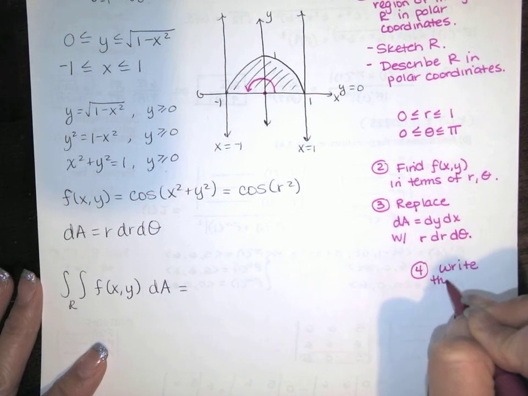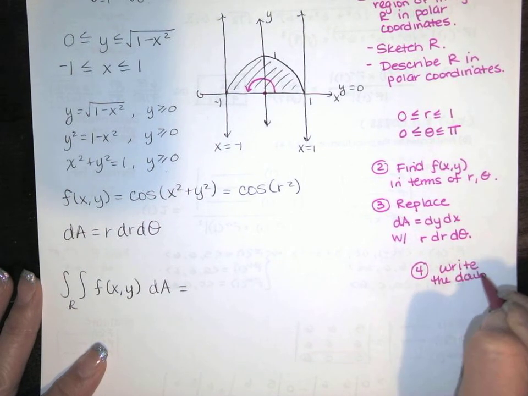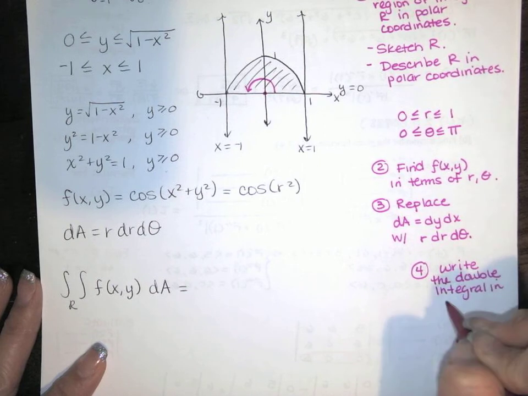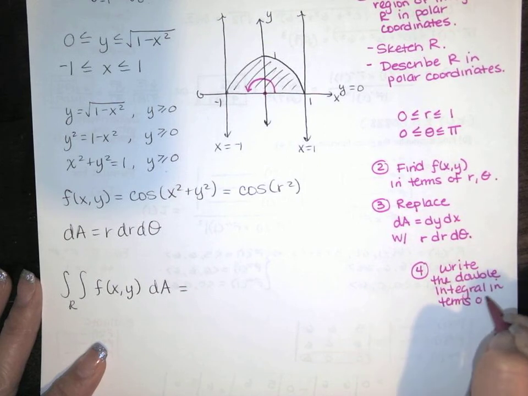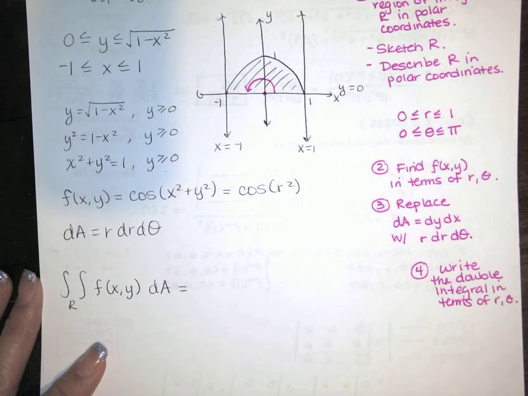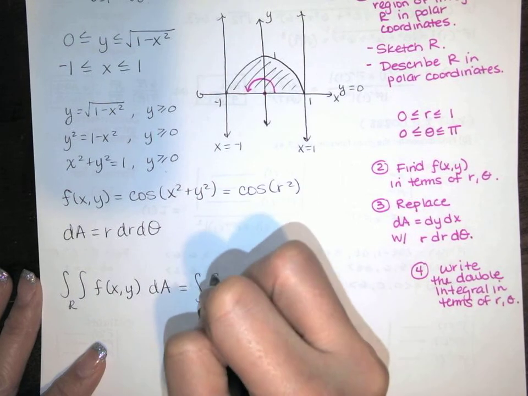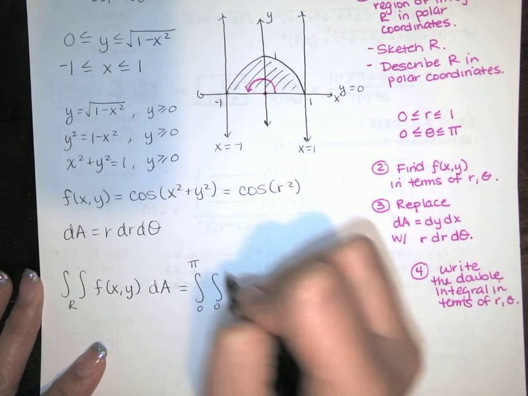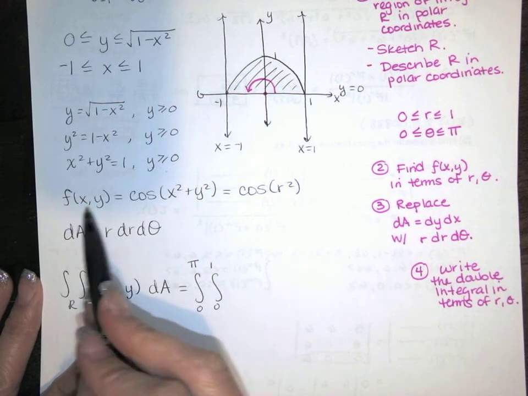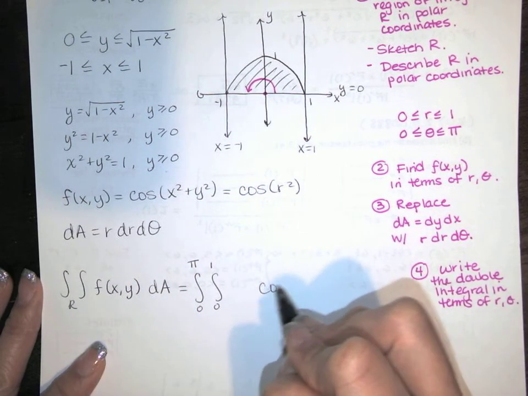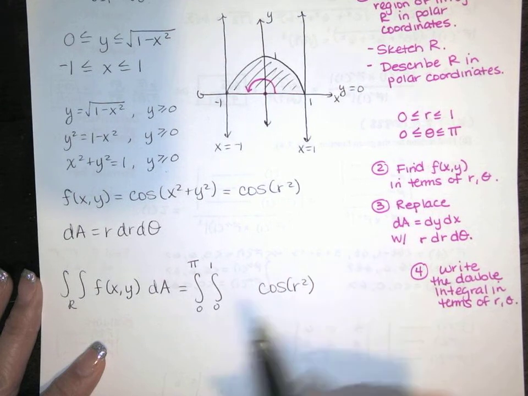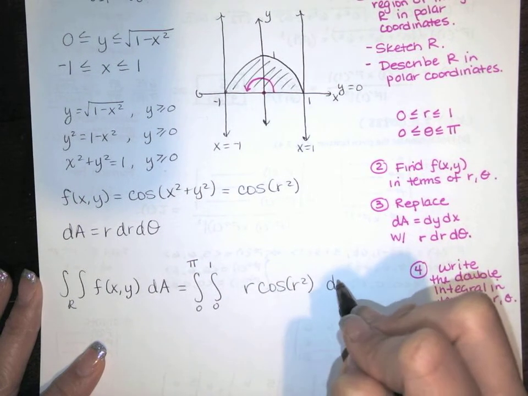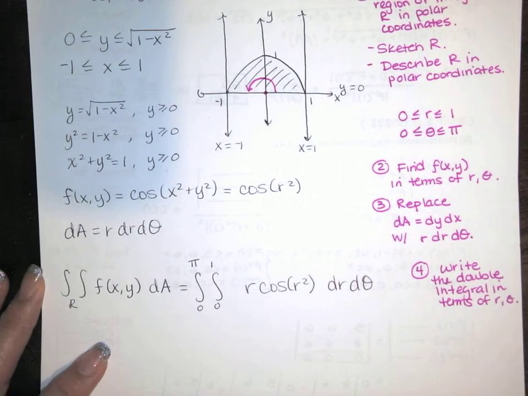We write the integral in terms of r and theta and evaluate it. So I will integrate with respect to theta last. So we'll have the integral from 0 to pi of the integral from 0 to 1 of f of x, y, which is cosine of r squared. And dA is r, which I'll put out front, times dr times d theta.